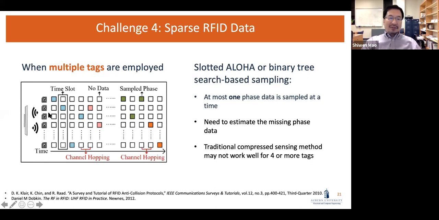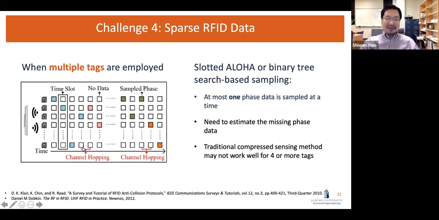So this horizontal dimension is time. Every time we can read from only one tag in the array. So in this time slot, we read a message response from the first tag. Then we can extract the phase data from this first tag. In the next time slot, we get a response from the second tag, and so on.